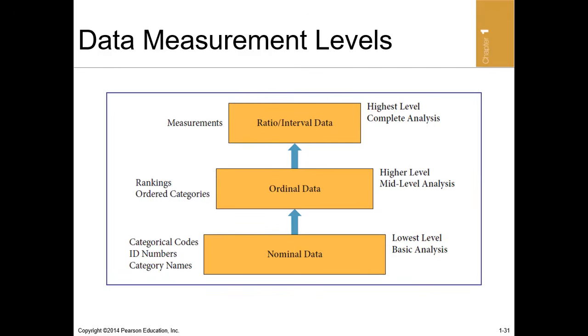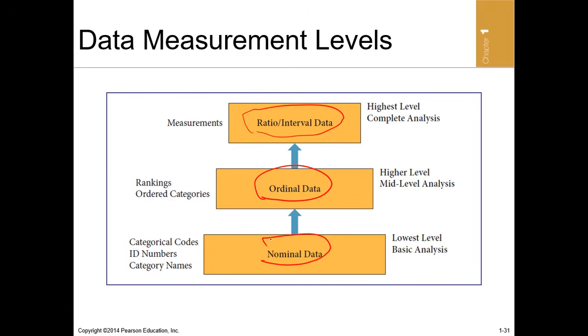So as the data moves up, the level of analysis also goes up. When it is quantitative, like ratio or interval, we can do more analysis with it than when it is ordinal, and also than when it is nominal. Because ordinal is qualitative, but because we can rank it, we can find the median. And we can also find the mode, like we do for nominal. And it ends there.